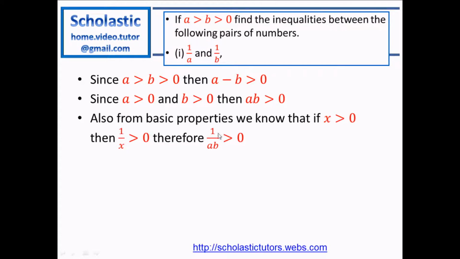Also, from the basic properties, we know that if x is greater than 0, then 1 over x should be greater than 0. Therefore, 1 over ab should be greater than 0. We got here ab is greater than 0 by multiplying a times b greater than 0, and also using this property, if x is greater than 0, then 1 over x is also greater than 0, we can conclude that 1 over ab should be greater than 0.